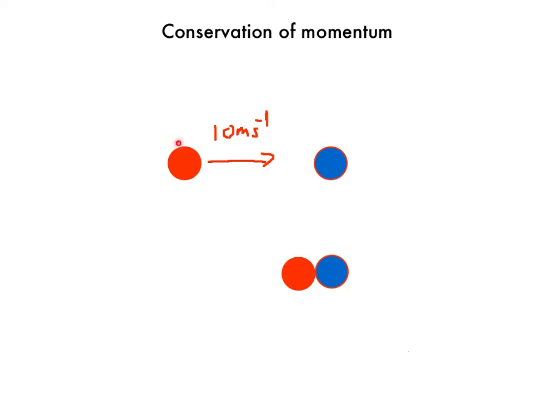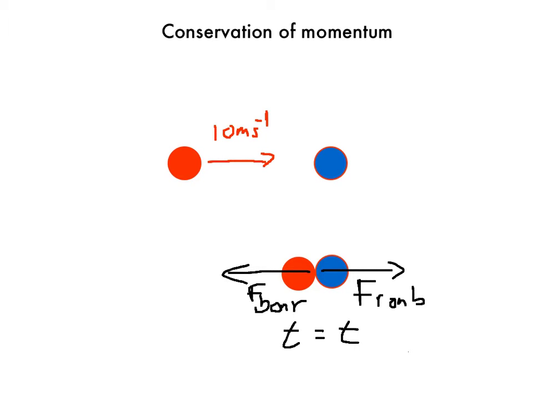When this moving red ball collides with this stationary blue ball, Newton's third law tells us that they're going to apply equal and opposite forces on each other. So this is the force of the blue ball on the red ball, and this is the force of the red ball on the blue ball, the equal and opposite. And because they're both experiencing the same collision, the time will be identical for both of them, of course.